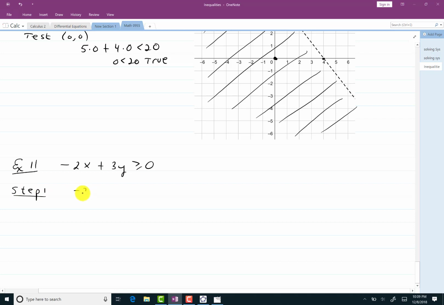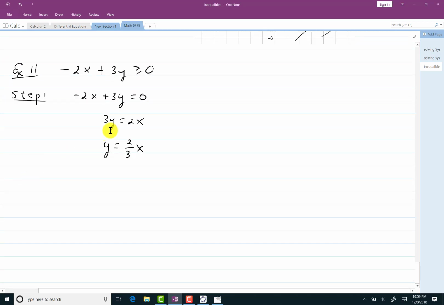we would have negative 2x plus 3y equals 0. I'll add 2x to both sides, and then I'll divide by 3. Now, there's no constant term here, which means that the graph goes through the point 0, 0. If you want to, you can put a plus 0 to help you see that. And then the slope is 2/3. So let me go ahead then and graph that. And since I have greater than or equal to 0, I'm going to graph it with a solid line.